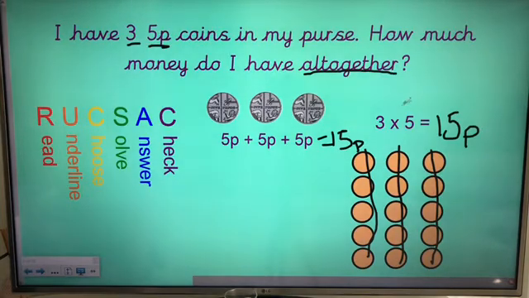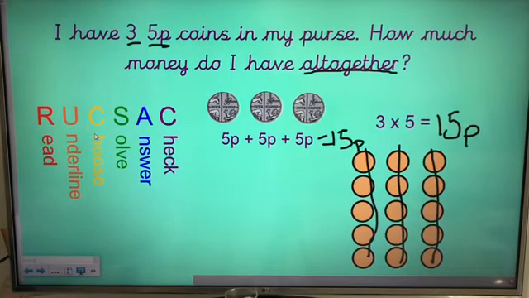There we go. So I've written my answer. Now I need to check it. What you could do is use one method to solve it and then use the other method to check. But because we had a go at using both methods, let's just double check. Let's count up our dots. We've got 5, 10, 15, absolutely. And you can do your addition again. It's definitely 15p. Awesome job.